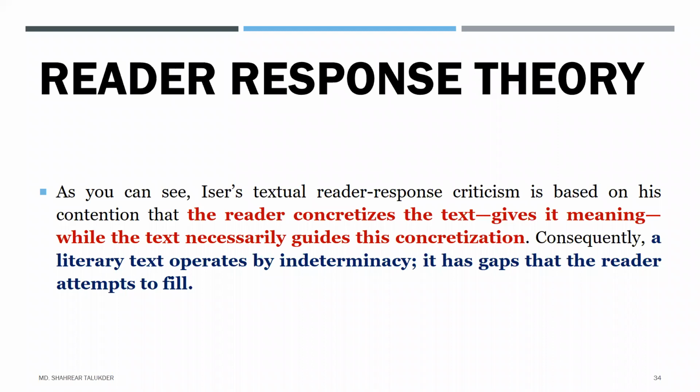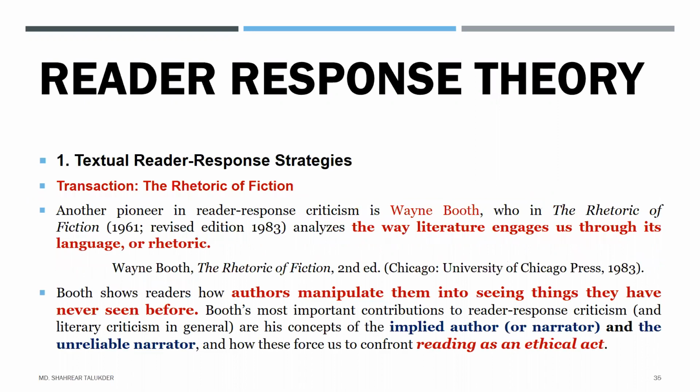Consequently, a literary text operates by indeterminacy. So there is nothing fixed, and it has gaps that the reader attempts to fill. So always we try to fill the gaps. Okay, so these are the different techniques. You can read it yourself. I'll be sharing this with you, where actually you can find how we can analyze the text.